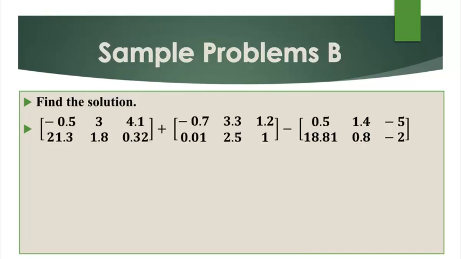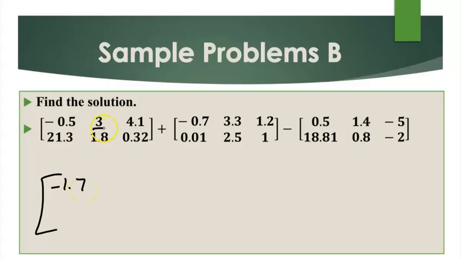So let's take a look at some samples. Here, they're all the same dimensions, so we're going to add them together. So we have negative 0.5 plus negative 0.7, that's negative 1.2, minus 0.5, which really means plus a negative 0.5. So that's negative 1.2 plus negative 0.5 would be a negative 1.7.